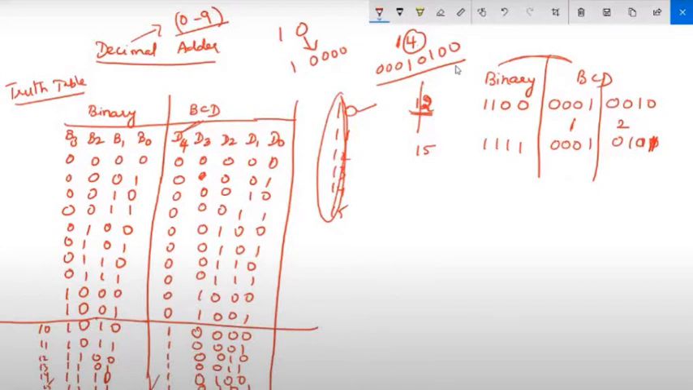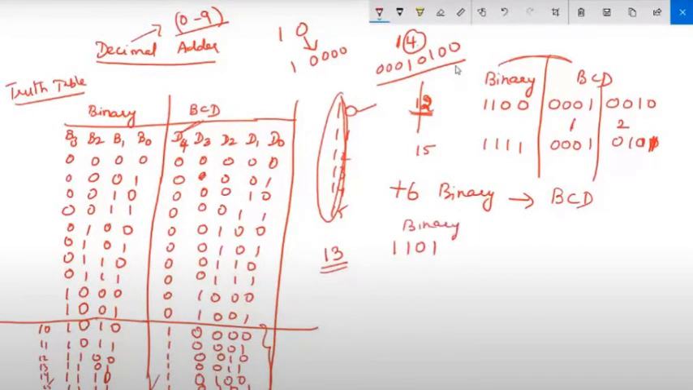So if you compare your 10 to 15, we got these numbers. There is a logic: if we add 6 to your binary number, you will get the BCD number. For example, let us take 13. What is the binary equivalent for 13? 1101 is the binary number, right? Now I am going to add 6 to this. So 6 is 110, right? So add 6 to your 13. Now we get 0011, which represents 3, and we have a carry of 1.